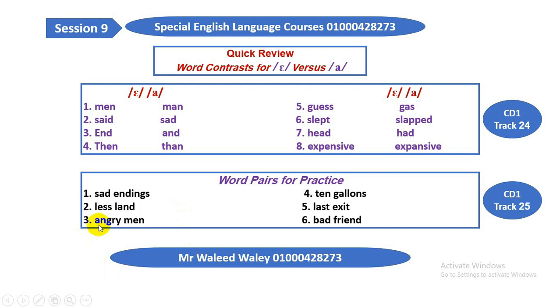Okay. Angry men. Angry men. 10 gallons. 10 gallons. Last exit. Last exit. Bad friend. Bad friend. He's a bad friend.